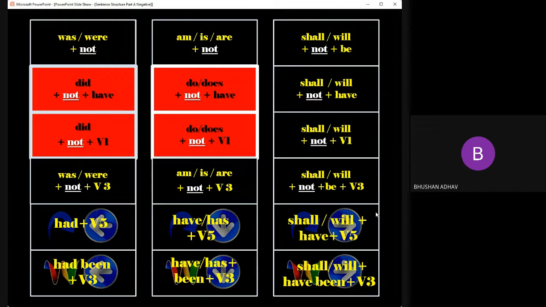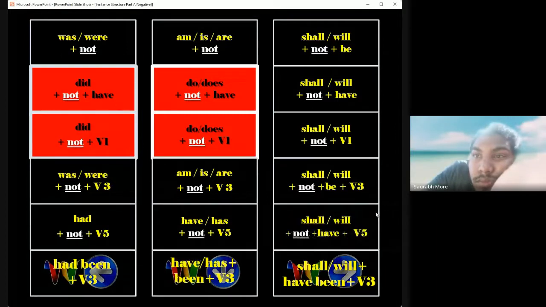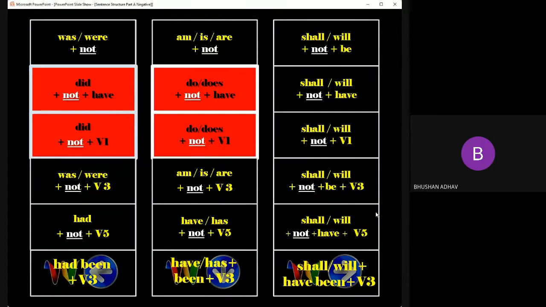Had. So here, remember well, had, there is a verb. That is why don't consider it as a danger zone. Had not V5, then have, has, again, have not V5 and has not V5. If there is no verb, then did not have. If there is no verb, then do not have and does not have. But when there is a verb, treat it as normal. Shall not have, will not have.